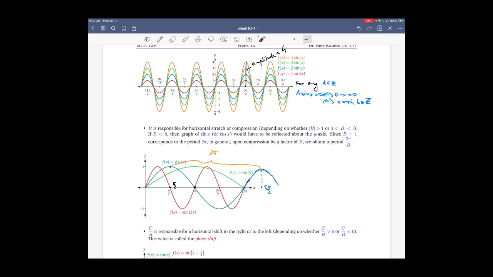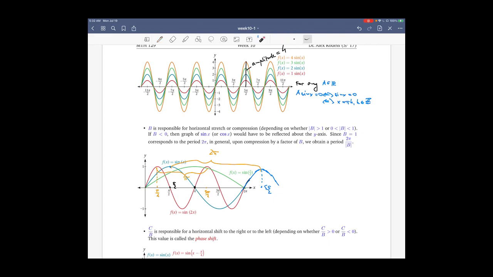But for the red curve, which is twice as fast, it only takes pi seconds to get from one peak to the next one. This here is pi over 4, and this, I believe, is 5 pi over 4. So this distance is pi. The red curve is twice as fast. It has half the period of the blue curve.